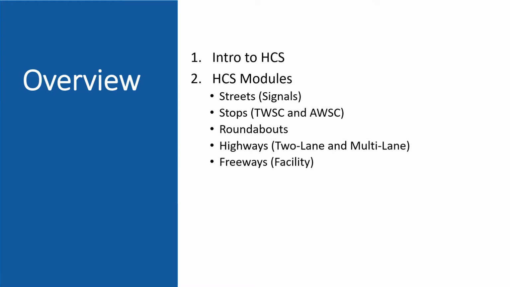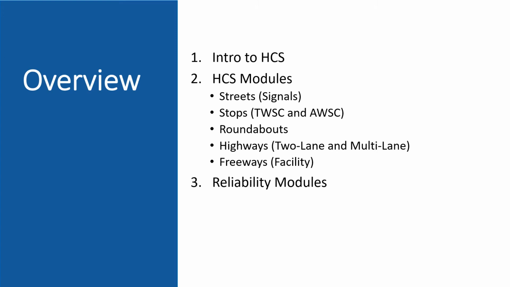This video will review each of these modules and discuss the capabilities, strengths, and limitations of the Highway Capacity Software version 7, which implements the methodologies from the 6th edition of the HCM. Then, we will discuss several types of reliability analyses that HCS can perform.